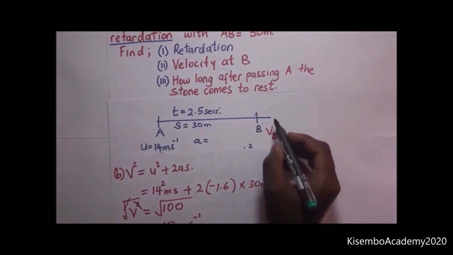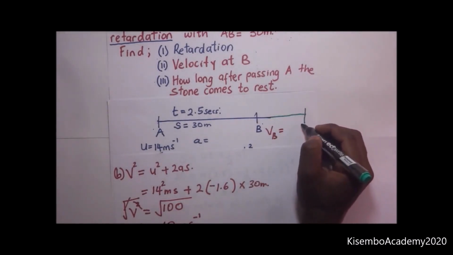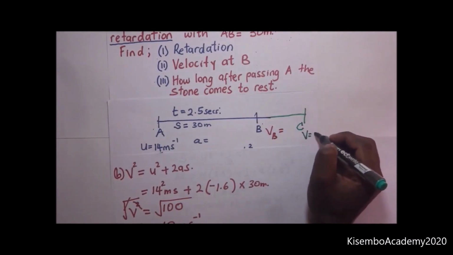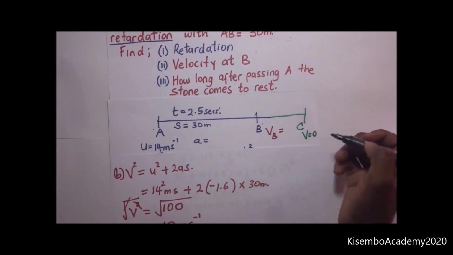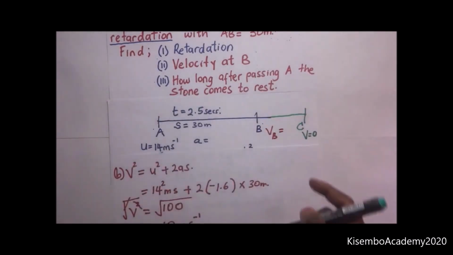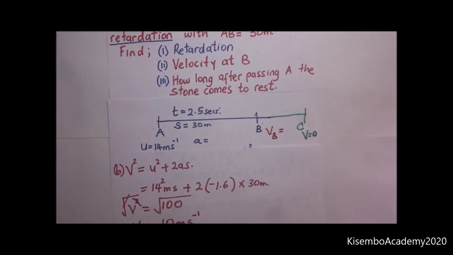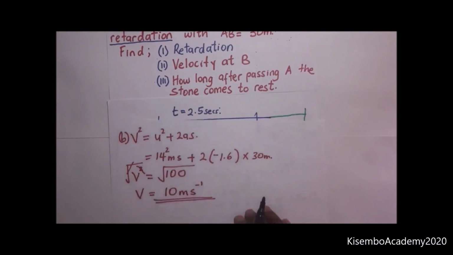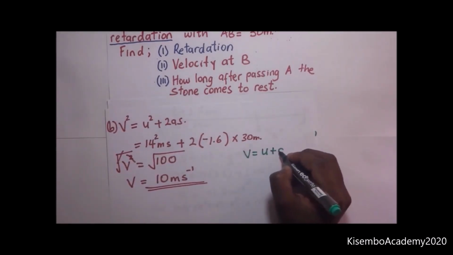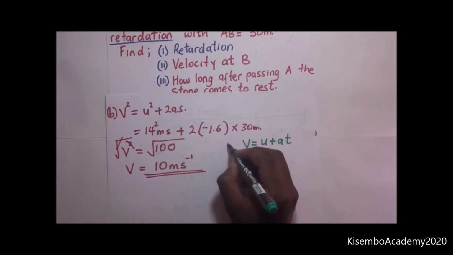So in our write-up, we are trying to find a certain point, let's call it point C, and at this point the velocity is supposed to be 0, the final velocity. So we need to find the value of time. How long after passing A does the stone come to rest? So it comes to rest when the final velocity is V. So to calculate that also, we shall simply say V is equal to U plus acceleration times time. And so this is part C.